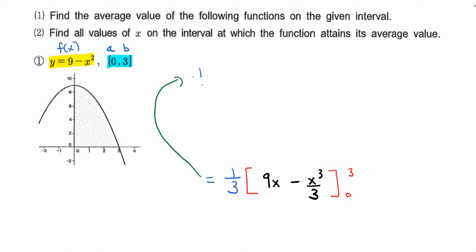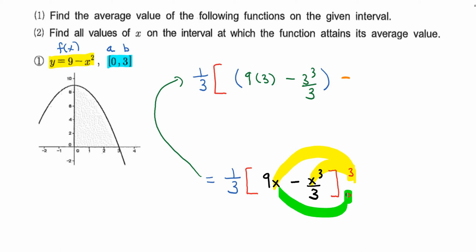So the 1/3 will remain. Let's evaluate the upper limit first, so the 3 would go in for all the x's. Let me create another bracket here. I'll say 9 times 3 minus 3 to the power 3 divided by 3, and let's put that all in the bracket. Then the next sign is going to be a minus sign. The good news here is we have a 0 here, so when 0 goes into that it essentially just goes to 0. So bracket 0, close the bracket, and then close the bigger bracket here. That's using the fundamental theorem of calculus.